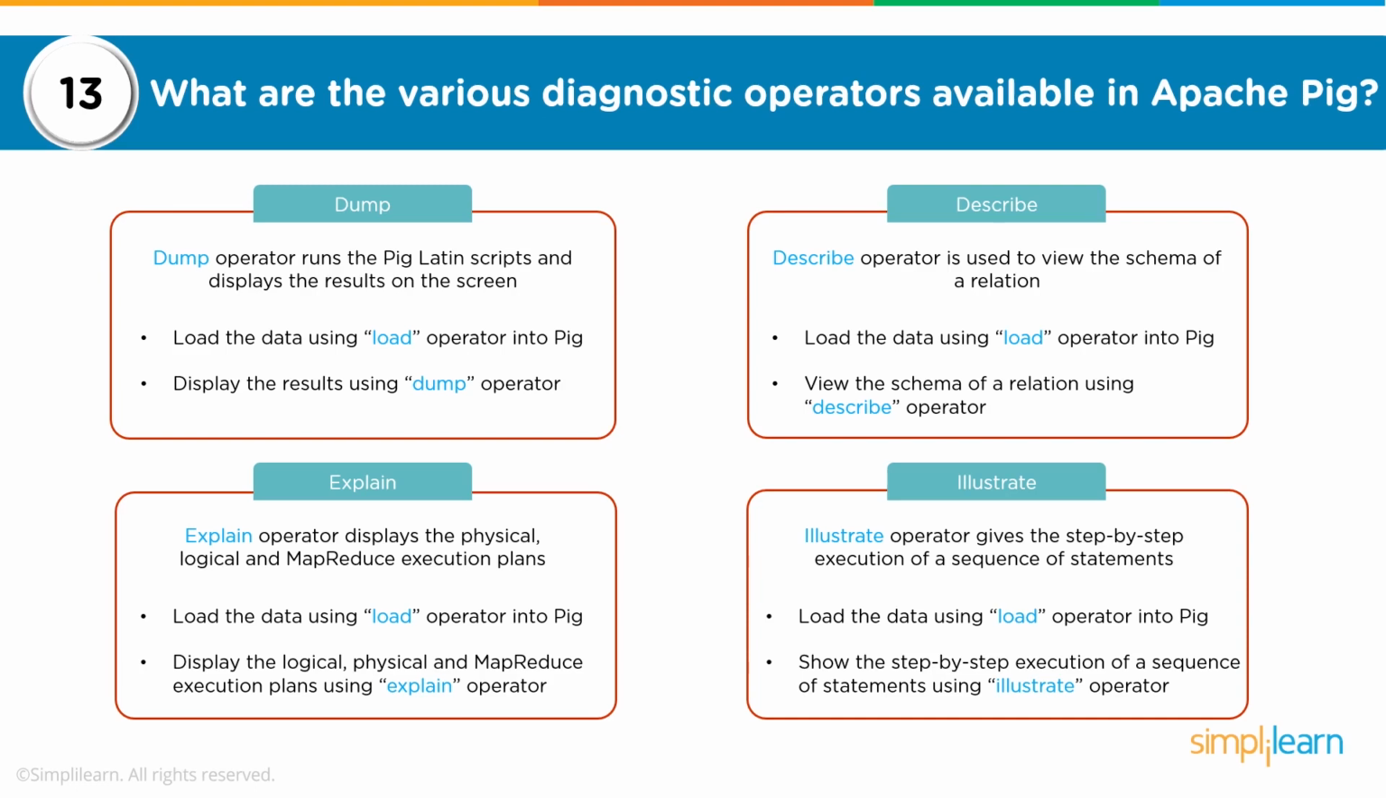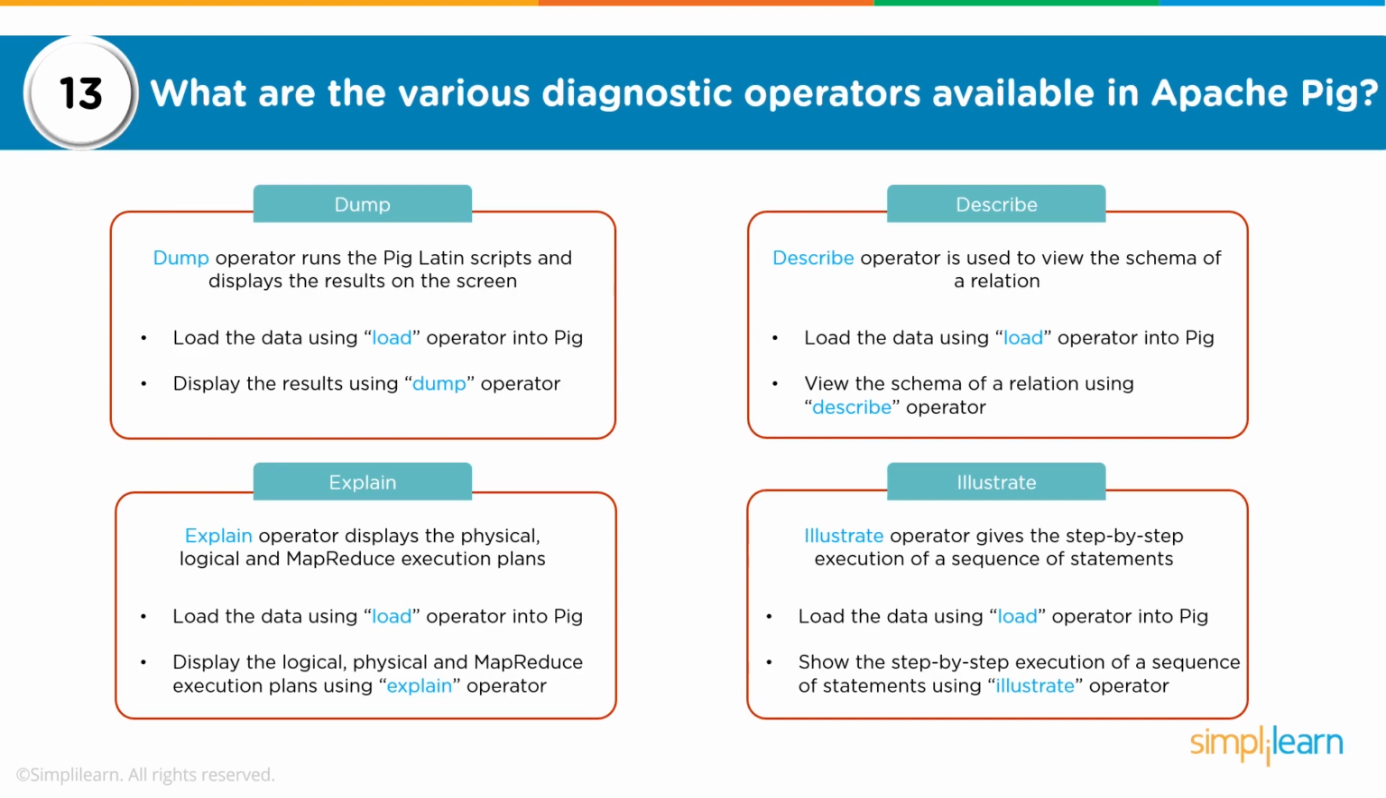So normally in RDBMS, when we use explain, we would like to see what happens behind the scenes when a particular script or a query runs. So we could load the data using the load operator as in any other case. And if we would want to display the logical, physical, and MapReduce execution plans, we could use the explain operator. There is also an illustrate operator. Now that gives the step-by-step execution of a sequence of statements.